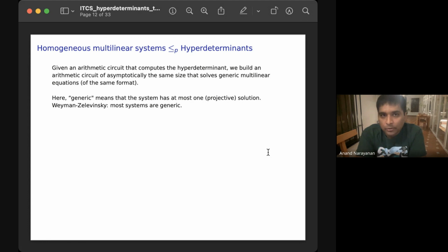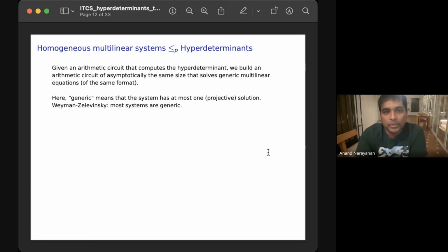Sadly, we don't quite know how to exploit such a black box, but we require a white box, so we need an arithmetic circuit. So given an arithmetic circuit that computes the hyperdeterminant, we can build one that solves homogeneous multilinear systems. But there is a small qualifier in that the homogeneous multilinear systems that we solve have to be generic. What that means is that it can have at most one projective solution. And there's a theorem of Weyman and Zelevinsky, which says that most systems are generic. So the word generic is appropriate here.